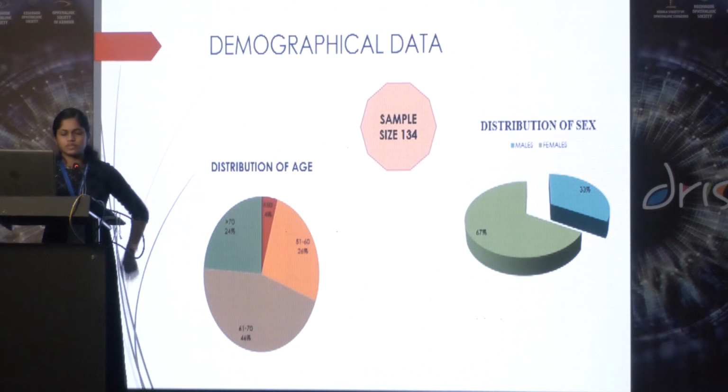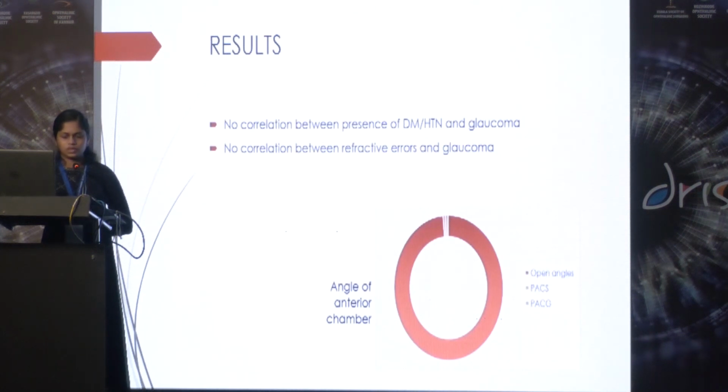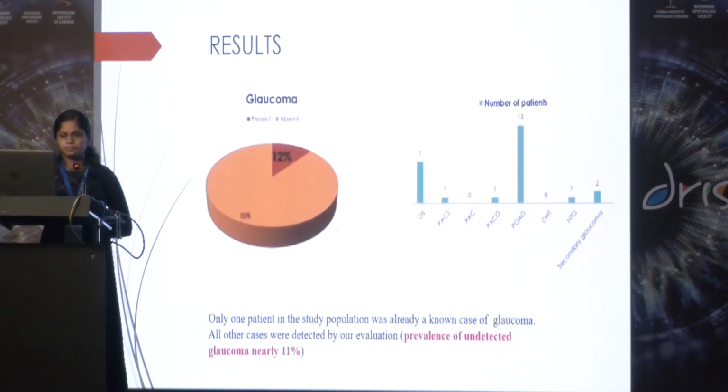About 46% of the sample belonged to the 61 to 70 years age group. Females predominated the sample. There was no significant correlation between the presence of comorbidities like diabetes, hypertension and glaucoma, and no correlation between refractive errors and glaucoma. Almost the majority of the patients had a deep angle of the anterior chamber.